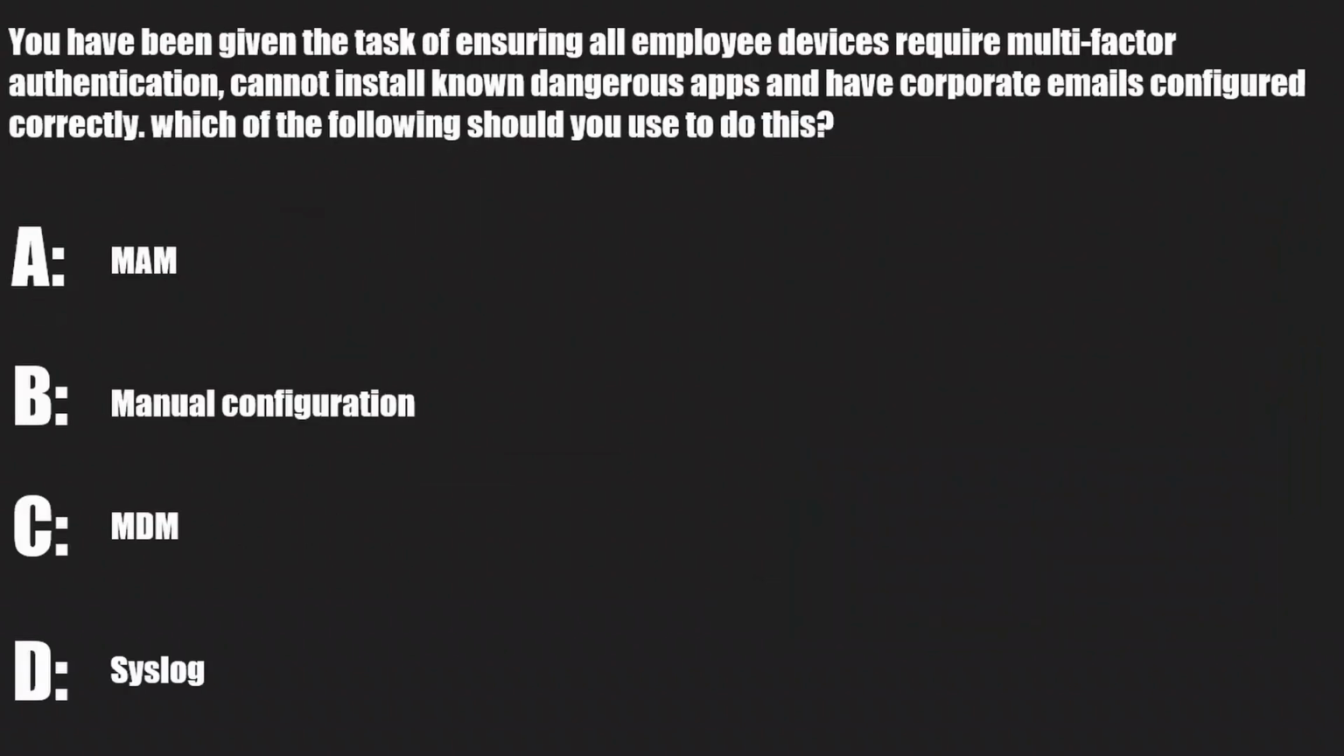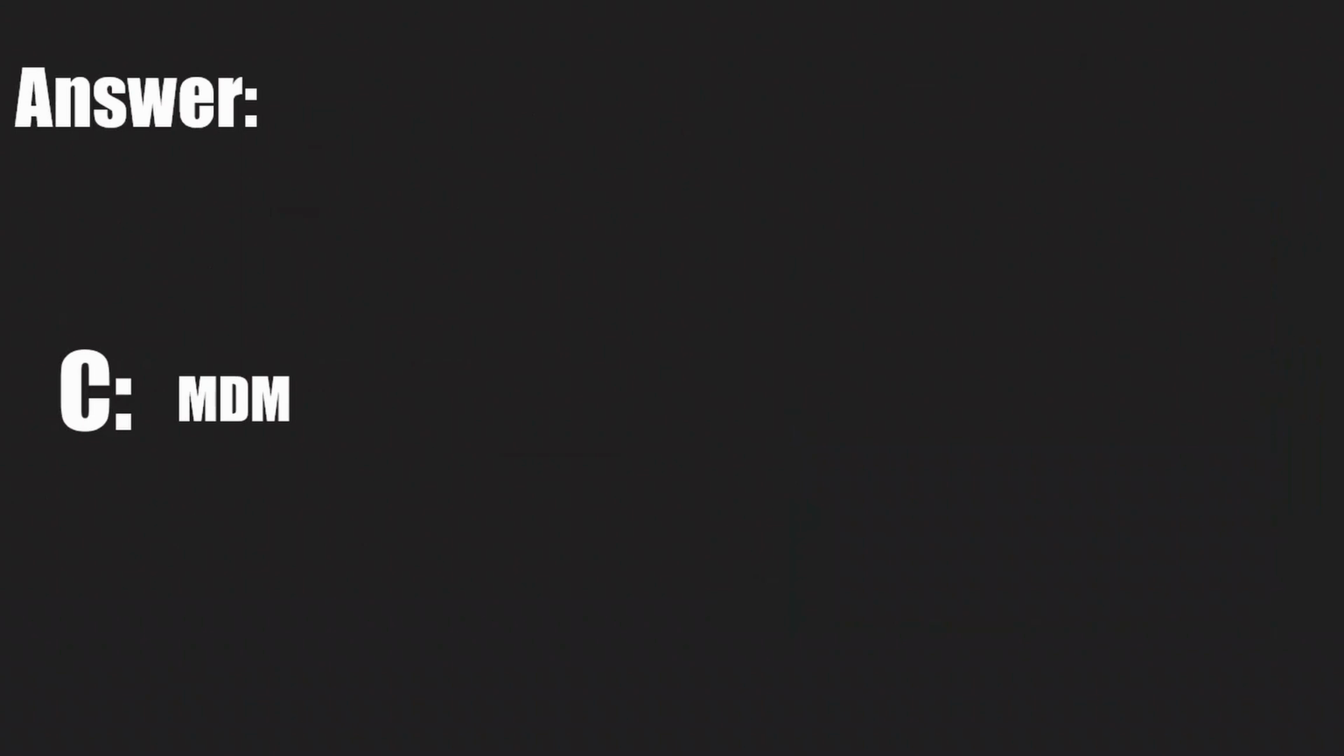You have been given the task of ensuring all employee devices require multi-factor authentication, cannot install known dangerous apps, and have corporate emails configured correctly. Which of the following should you use to do this? A, MAM, B, manual configuration, C, MDM, or D, syslog. The correct answer is C, MDM.